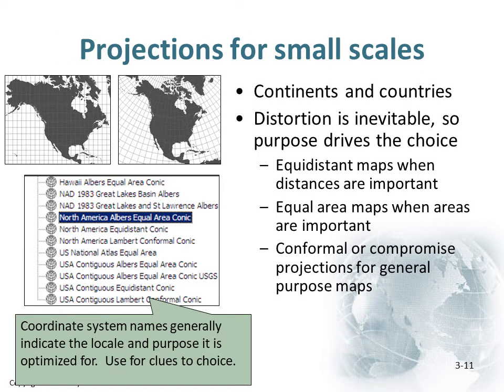Small scale maps cover large areas like continents and countries, and when you do this, distortion is inevitable. So you need to choose projections where the distortions won't create problems for your analysis. Equidistance maps is what you would use when you're looking for something where distance matters. Equal area when you're looking at areas. Conformal or compromise projections are just good general purposes. But ultimately, you've got to select the projection that creates the least problems for your analysis.